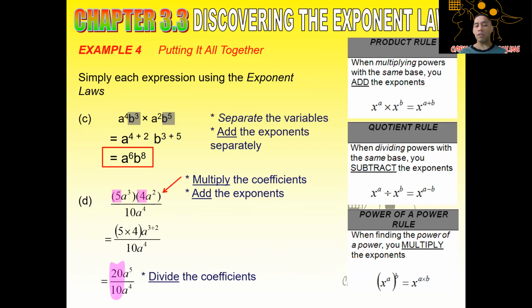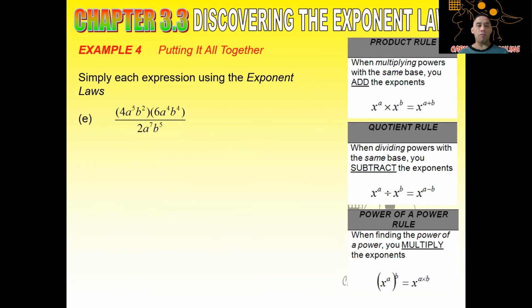And since we're dividing the common base of a, what we're going to do here is subtract the exponents. So in the next step, we're going to divide the 20 and the 10 together, which gives me 2. And then for the exponents, we have 5 minus 4. So the final answer to this will be 2a to the exponent 1, or simply written as 2a. Okay, so notice for that one, we used 2 different rules to come up with the answer.